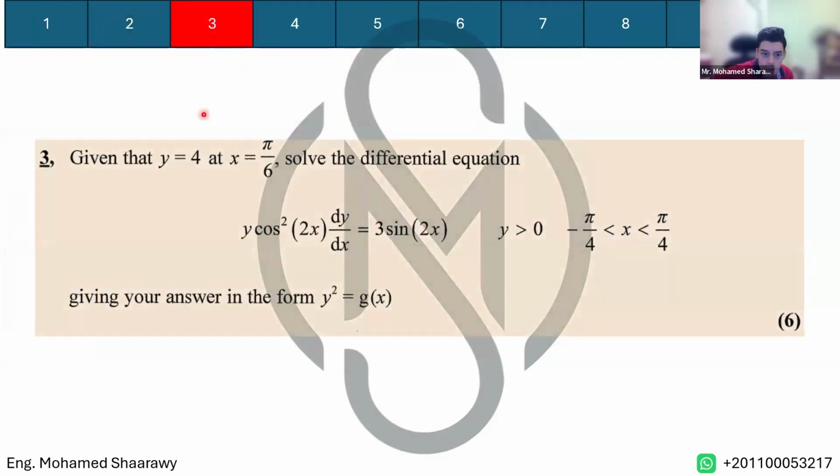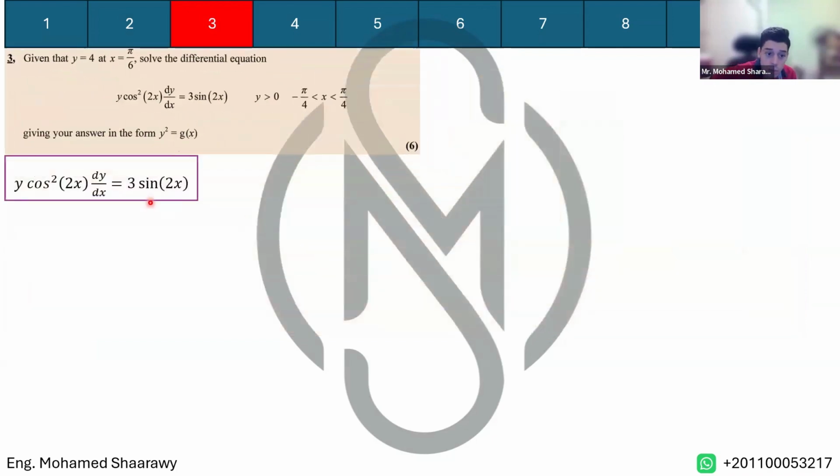Okay, question 3, it says, given that at y equals 4, x will be equal to pi over 6, solve the differential equation. Okay, in order to solve any differential equation, I must separate the variables. So I must first make the x's on one side. So let's divide both sides by cosine squared 2x. And then multiply both sides by dx. Now I can integrate both sides. The integration of y dy will be y squared over 2 plus c, but I will ignore the constant term for now. I'll write it later.